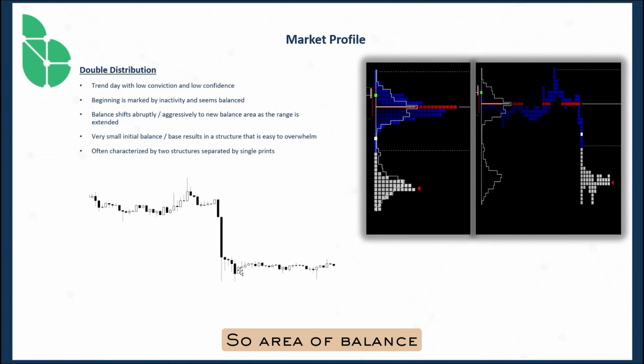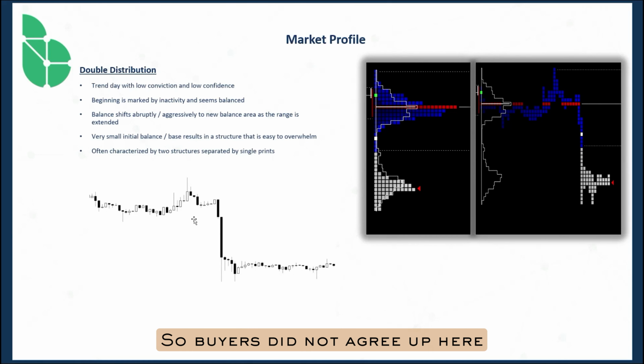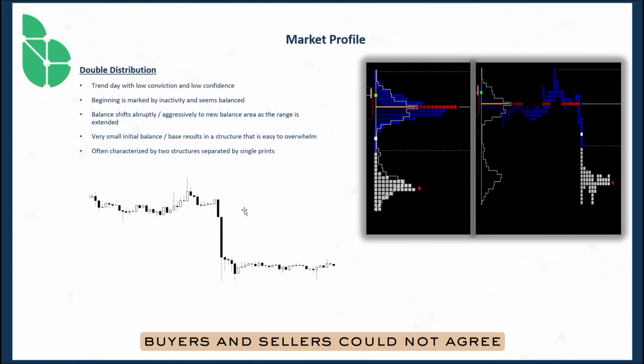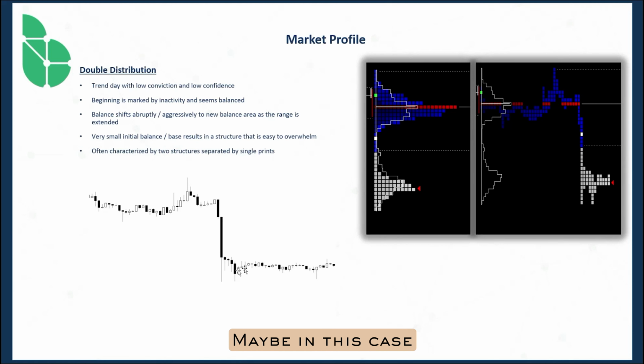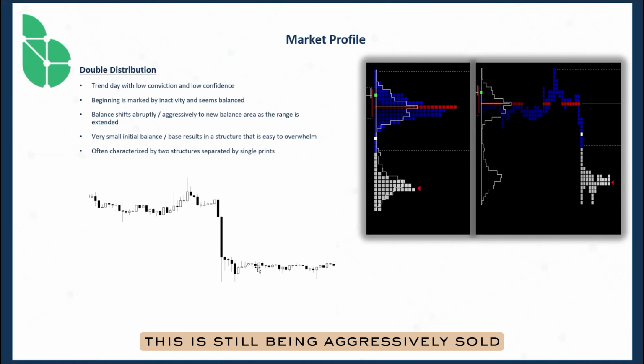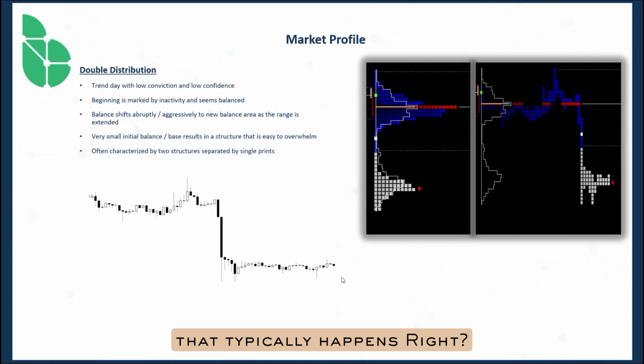So an area of balance implies that there is a second value area, right? Buyers and sellers could not agree up here, and maybe they agreed down here now. Maybe one side of the market is setting up to overwhelm the other. Maybe in this case, with the market moving sideways, we'll pay attention to something like order flow. We're looking at delta. We're seeing that this is still being aggressively sold, but the market is moving sideways, right? So we see a BART pattern that typically happens. This area is aggressively sold, but it doesn't break down. And what we get is we start to get this attempt upward again.